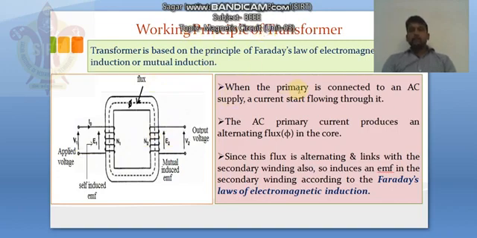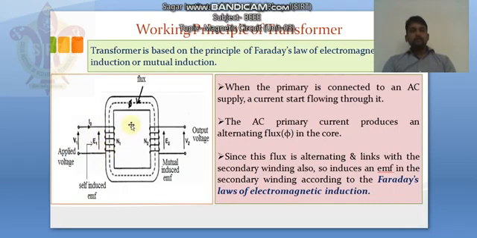कैसे? When the primary is connected to an AC supply, a current starts flowing through it. The AC primary current produces an alternate flux phi in the core. When you are supplying V1 voltage and this coil is having a closed path, so a current I0 flows in this coil, and due to this I0 current a flux phi starts flowing in this coil.